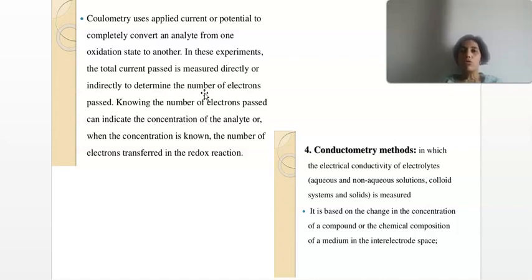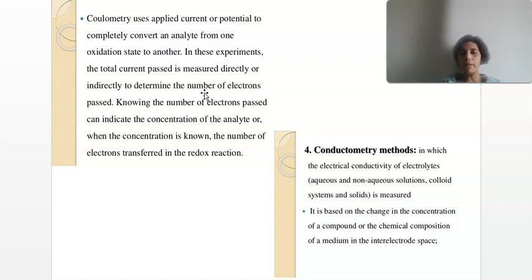Coulometry uses applied current or potential to completely convert an analyte from one oxidation state to another. Now, in these experiments, the total current passed is measured directly or indirectly to determine the number of electrons passed. Knowing the number of electrons passed can indicate the concentration of the analyte, or when the concentration is known, the number of electrons transferred in the redox reaction. So we are going to wind up here.